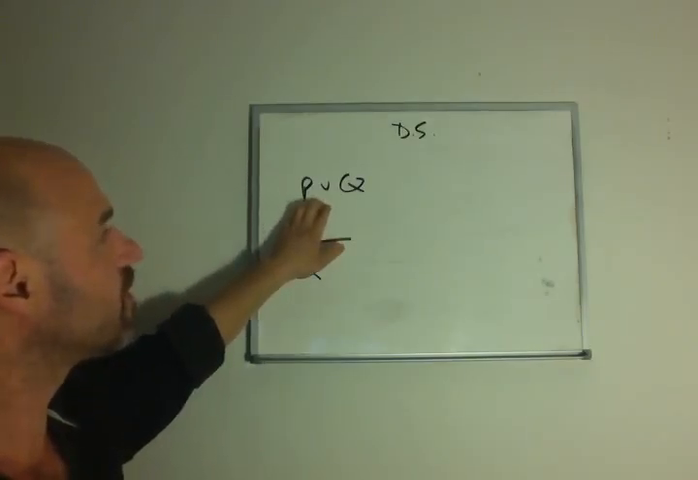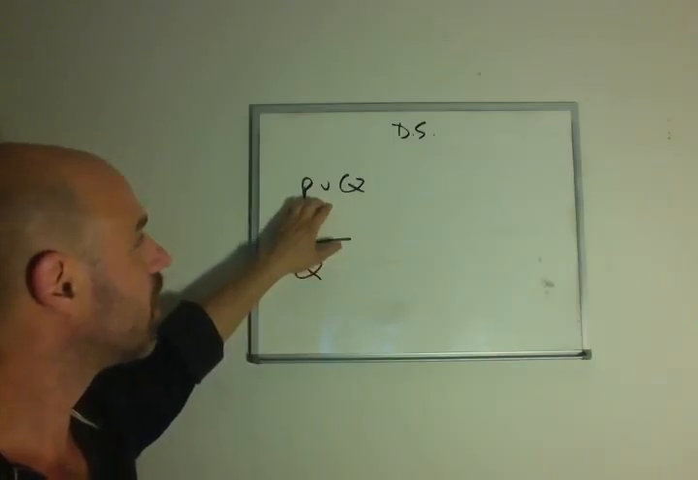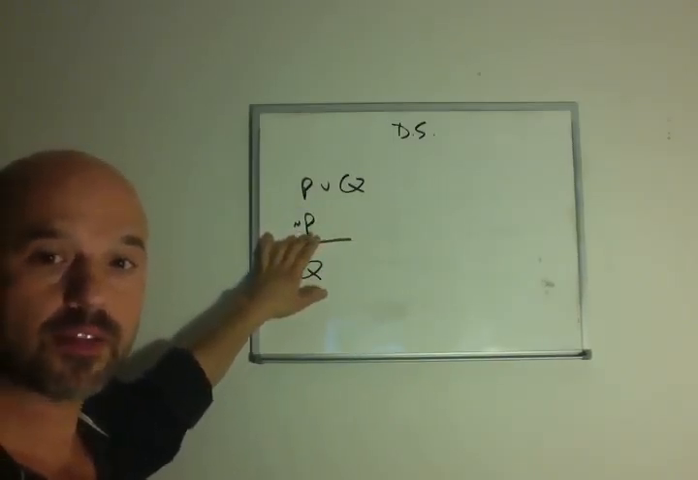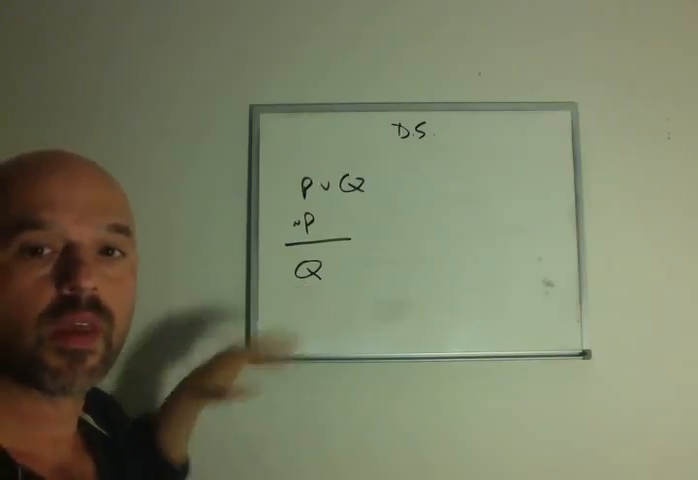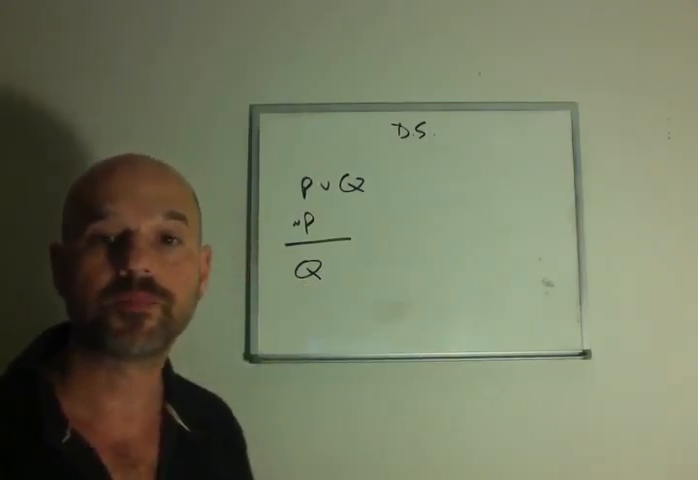Our first premise is that either P or Q is true. Our second premise is that P is not true. The conclusion, then, is that Q must be true. Think of this as a simple process of elimination.